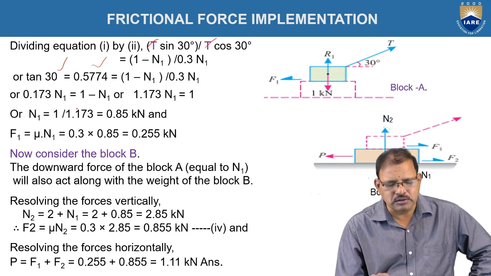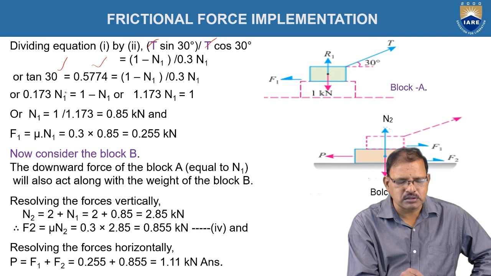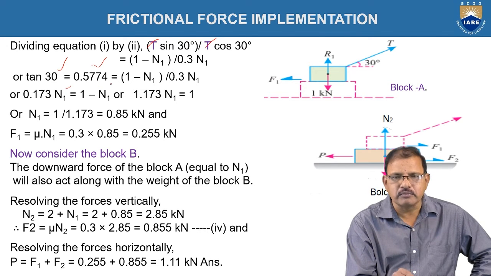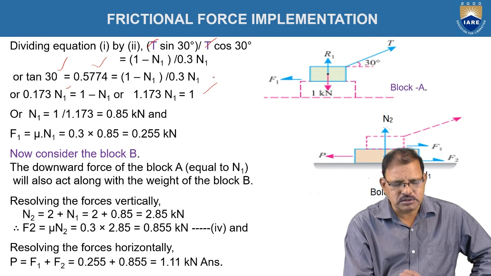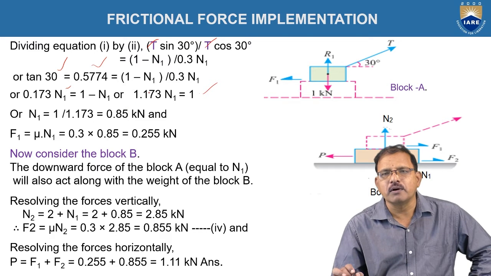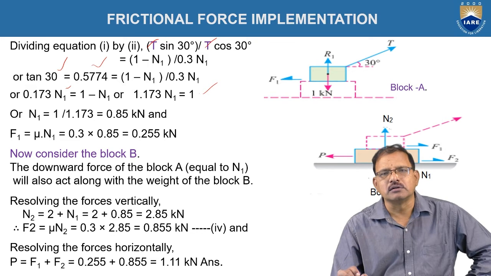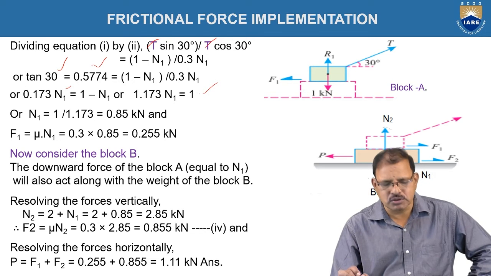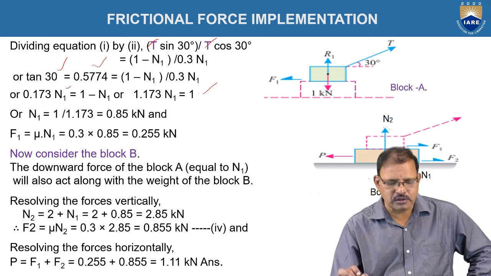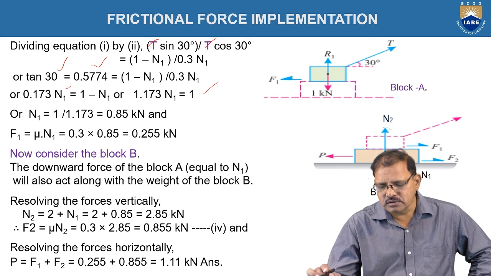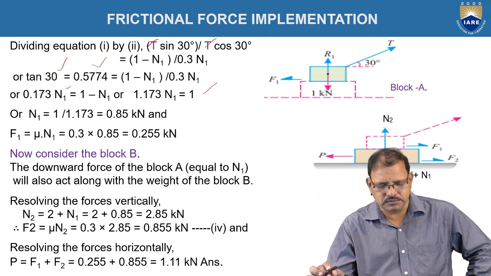On simplification, we get N1 into 0.5774 is equal to 0.173 N1, which is equal to 1 minus N1, or 1.173 N1 is equal to 1. From this relation, we get N1 is equal to 0.85 kilonewtons. But the frictional force is equal to mu into N1. Mu is equal to 0.3 as given, N1 is equal to 0.85. Hence, the value becomes 0.255. This is the frictional force which exists between block A and B.